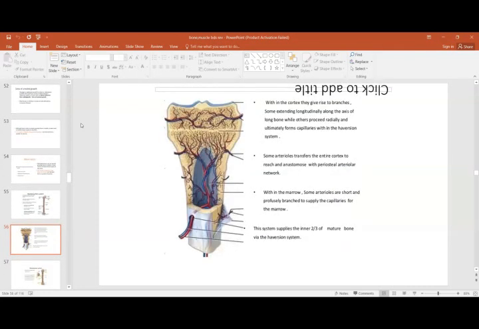Then if you see in this, this is dividing. And in the cortex, they are going to give branches extending longitudinally. Some are going to go into the marrow upward. Some are going to go towards the periphery, and they are going to ossify with the periosteal bones. These nutrient arteries supply the inner two-thirds of the mature bones. So the nutrient artery which enters inside supplies two-thirds of the structure of the bone.